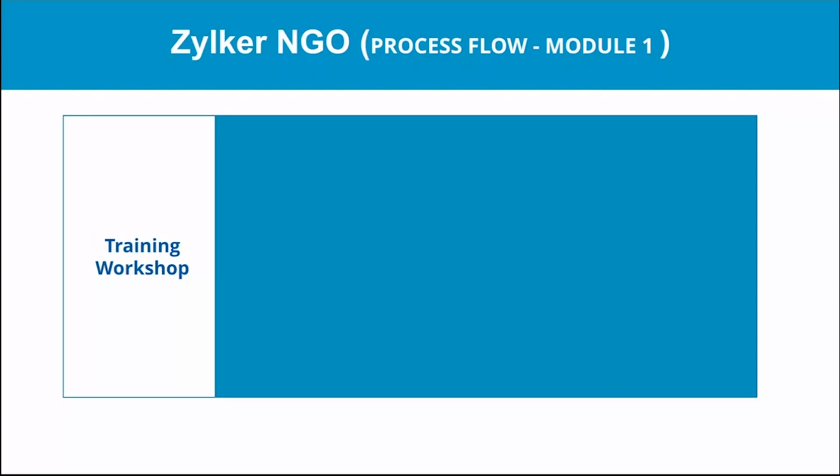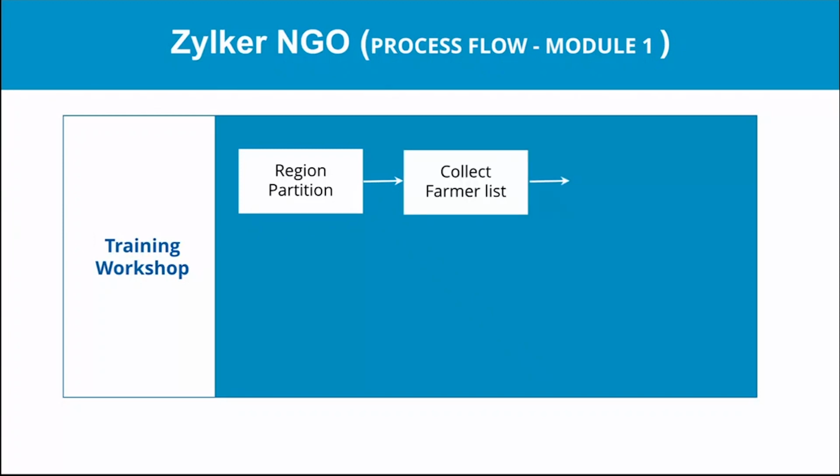In order to perform effective training for the farmers, the first thing I need is to partition the region where the majority of the farmers are. And I have to group those regions under the name zones: Zone 1, Zone 2, Zone 3. I'll be partitioning the region as zones. After partitioning the region into zones, I'll be collecting the farmers list under that particular zone.